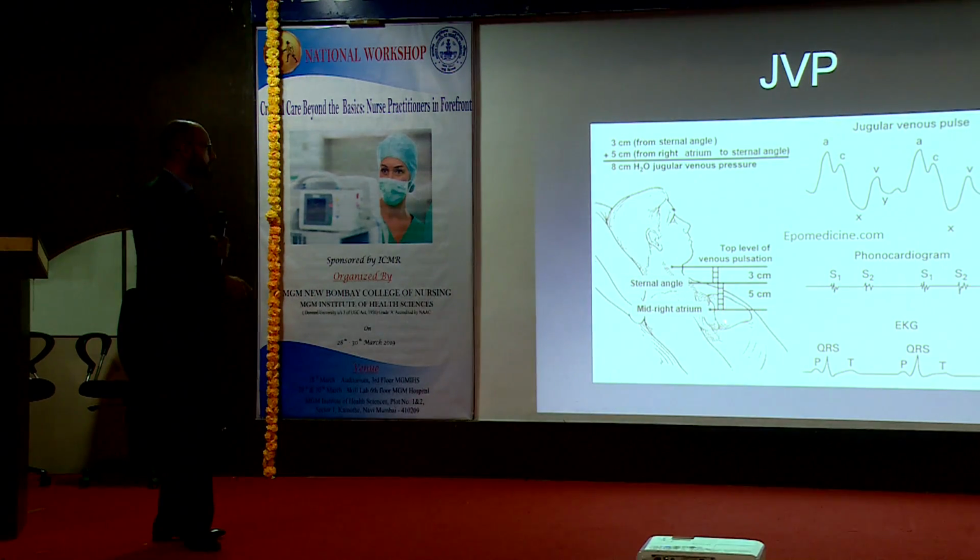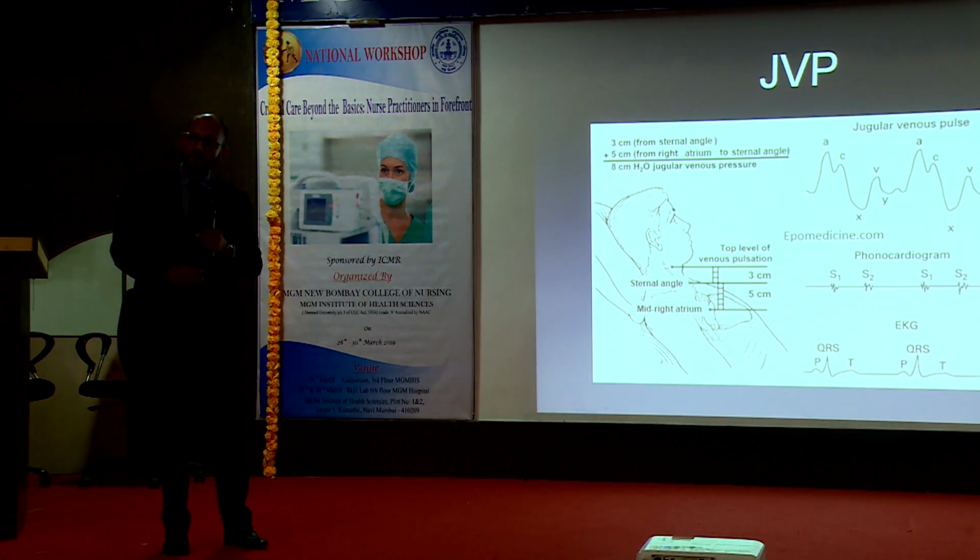Same thing here. Scale here, scale across. Okay, so this is the manubrium sterni. From here, you'll put a scale up, top of the venous pulsation. So if it's 3 centimeters, like it is over here, you always have to add 5 centimeters because that is the depth from the sternum to the middle of the atrium. So this 5 centimeters you have to add, and this 3 centimeters. So that is 8 centimeters of water, of jugular venous pressure.